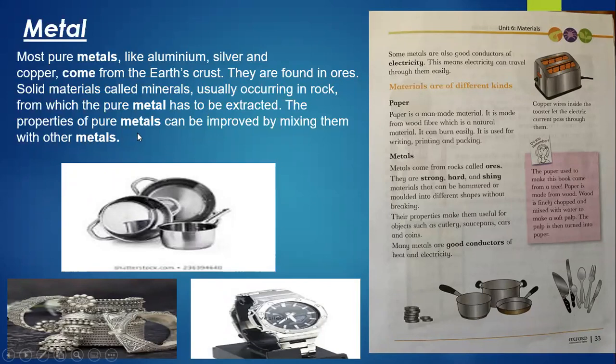The properties of pure metals can be improved by mixing them with other metals. Whatever things you want to make, you can change their shapes, their styles, and everything by hammering or molding into different shapes. This is another type of material that you are using at your home, in your kitchen. Even your cars are made of metals.